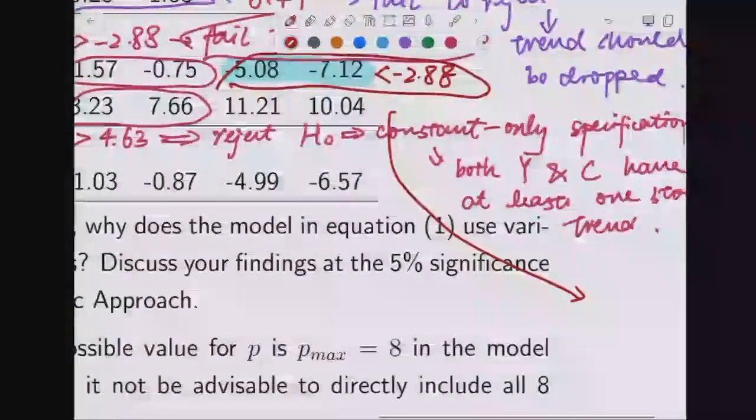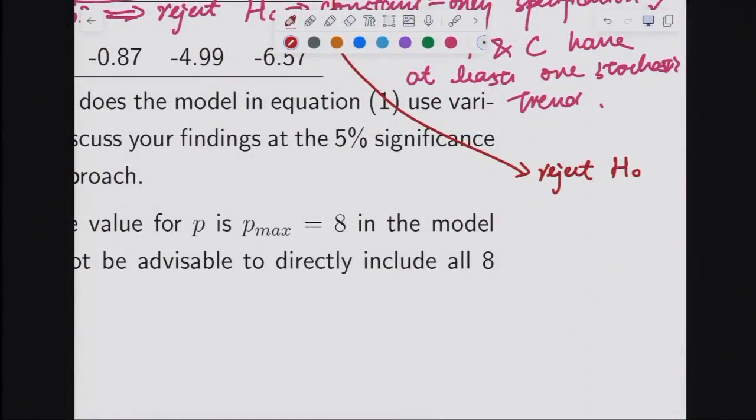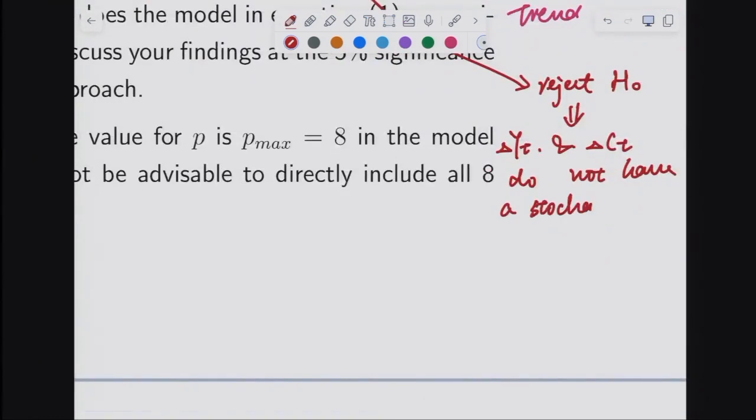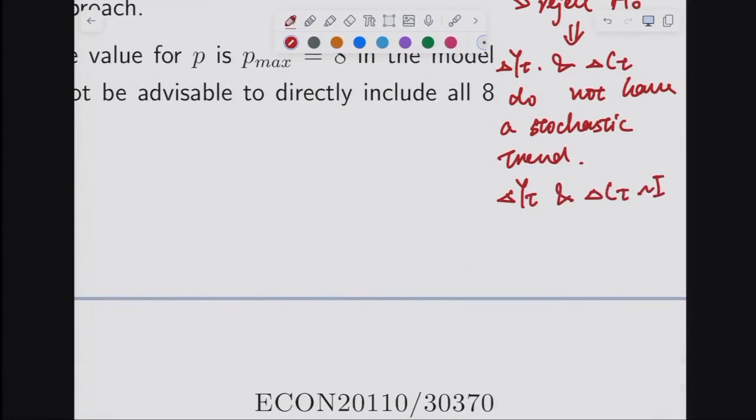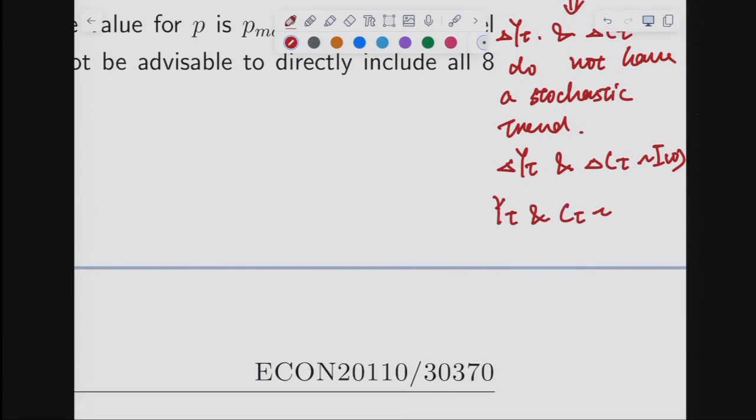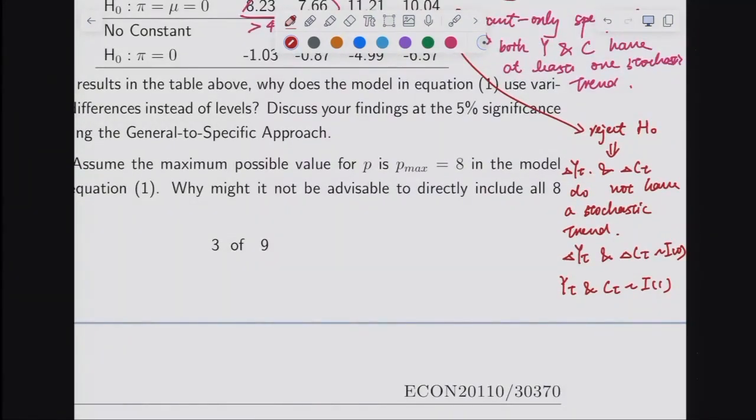Then this implies that we would reject the null, which suggests that delta Y_t and delta C_t do not have a stochastic trend or a unit root. So both delta Y_t and delta C_t are integrated of order 0. And given we have found that Y and C have at least one stochastic trend, and combining with the fact that their first differences have no stochastic trend, then we can say something about the exact order of integration for Y and C: they are both integrated of order 1. They both have exactly one stochastic trend.